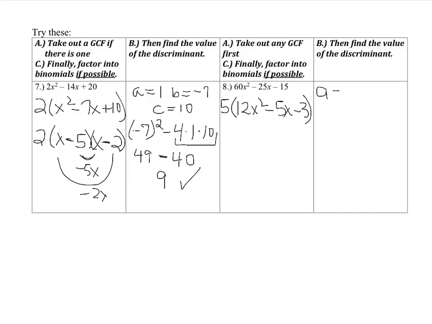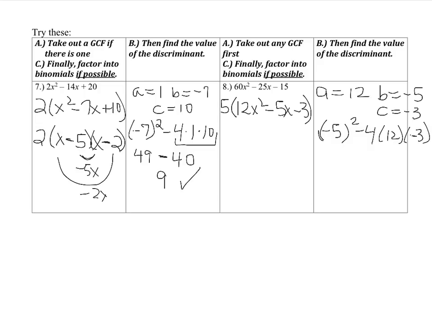So a, in this case, is 12. b is going to be negative 5. And c is going to be negative 3. So I'm going to do b squared, so that's negative 5 in parentheses squared, minus 4 times 12 times negative 3.